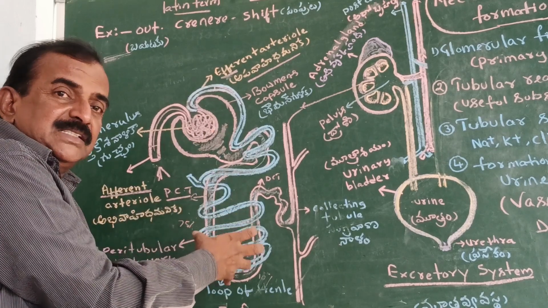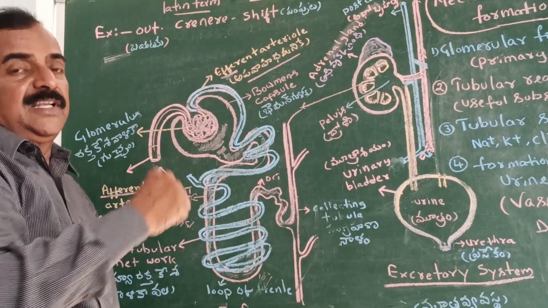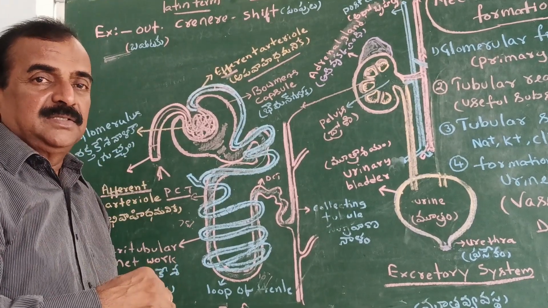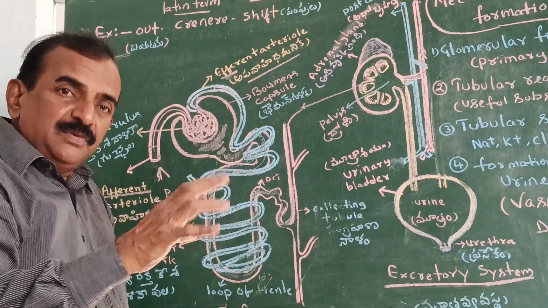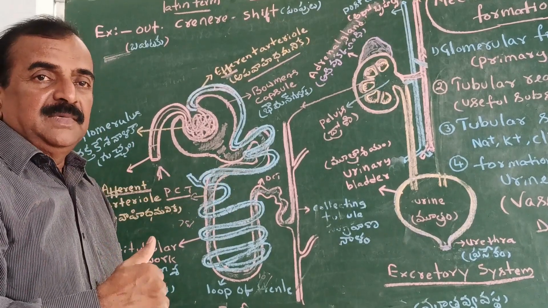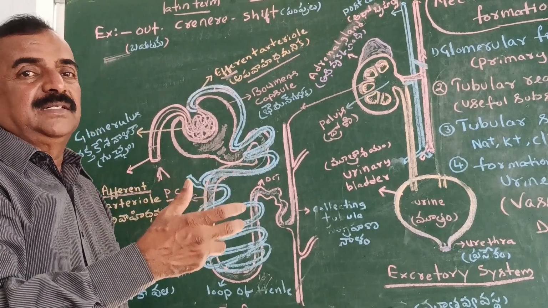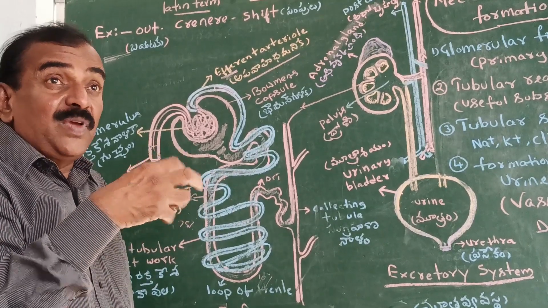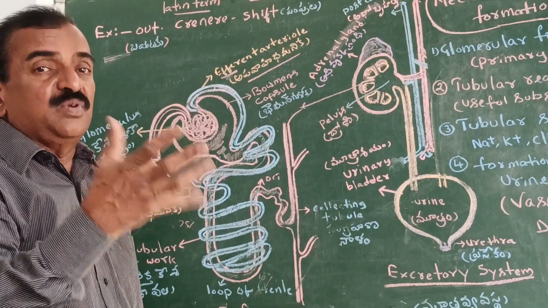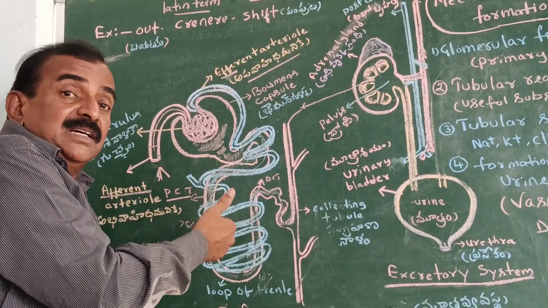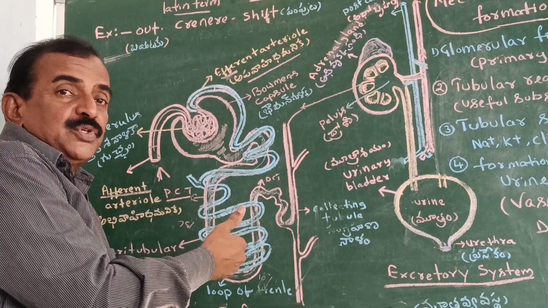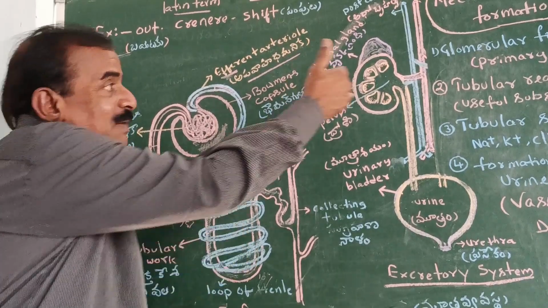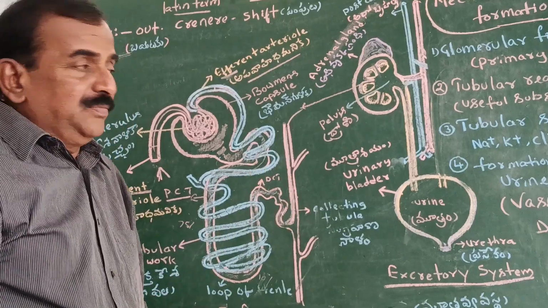In this structure, filtration of blood takes place, separation of waste material takes place, and separation of useful materials takes place, and finally blood is purified. That means the waste material present in the blood is removed in the nephron, in the uriniferous tubules, and these are the nephrons present in each kidney.